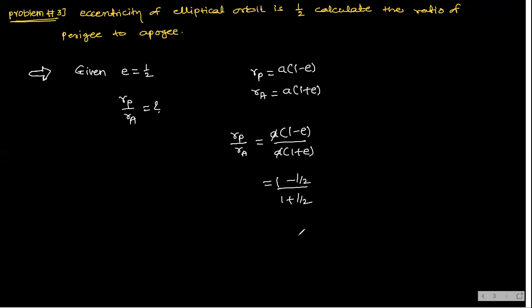How much is 1 plus 1/2? 3/2. And above is 1/2. Divided by 3/2, the 2 cancels. So how much are you getting? 1/3. So RP by RA is 1:3. Understood?